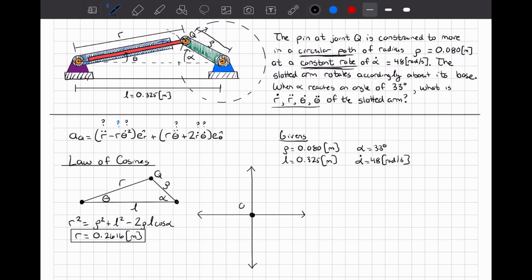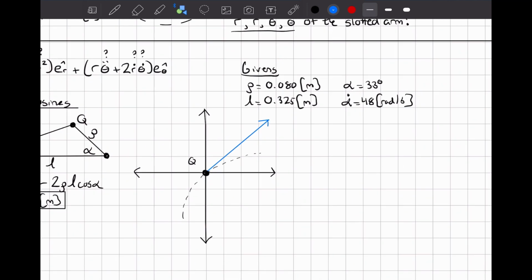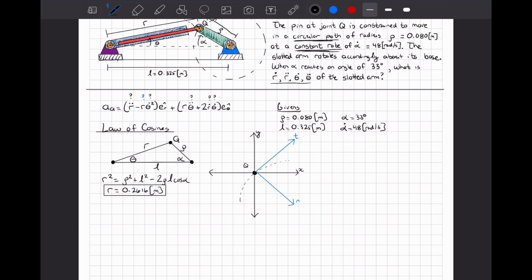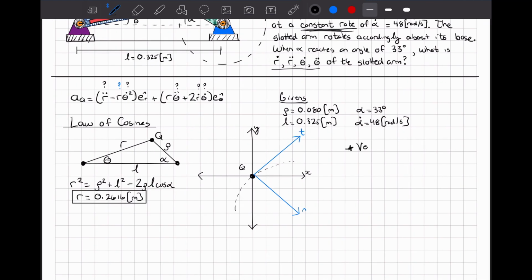And you can see me here drawing out the coordinate system, and I can track the joint Q as it travels in that circular path. Since velocity is always going to be tangent to that path, we know the direction Q points to when alpha is 33 degrees. Likewise, since the velocity is due to the angular velocity of the crank arm, we can directly calculate it as rho times alpha dot, and doing so yields 3.84 meters per second.